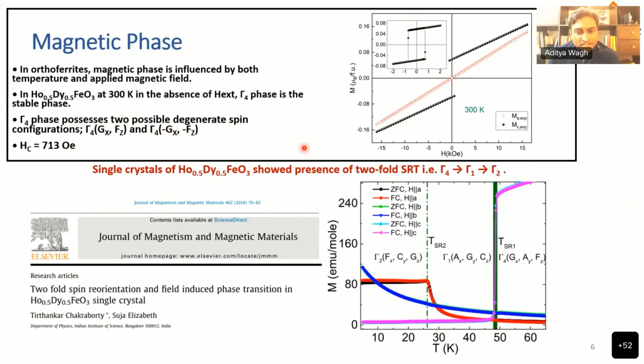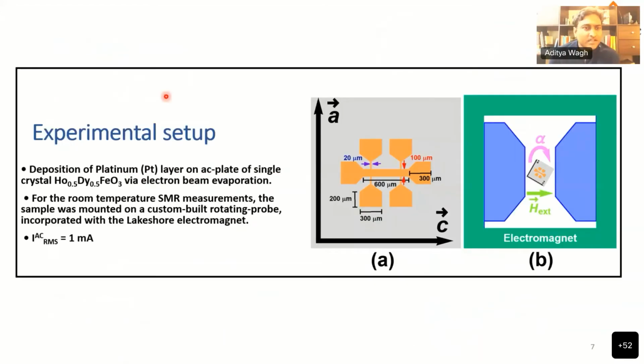So what we do in our study, we are interested in understanding this magnetic anisotropy, and we try to do measurements with fields less and above this critical field.